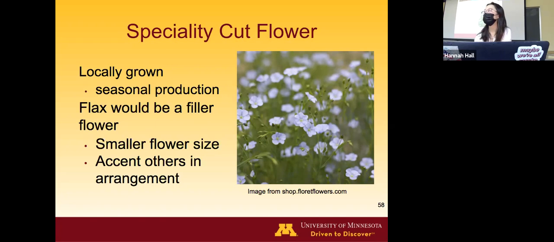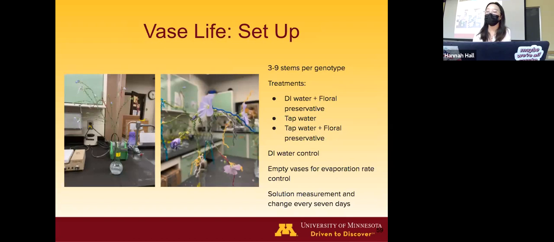So for our vase life setups, we would test 3 to 9 stems per genotype, depending on how many vases we have available, and how many genotypes we would be testing at once. Our treatments include DI water and floral preservative, tap water and tap water and floral preservative, with a DI water control. We've included tap water in our treatments because tap water and tap water with floral preservative would best mimic what a consumer has available to them.